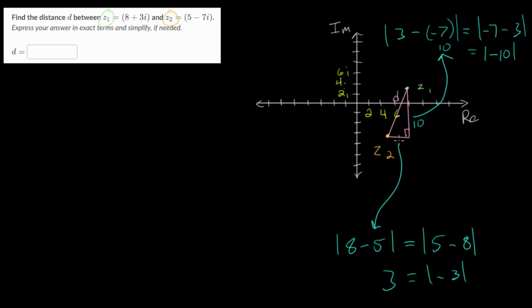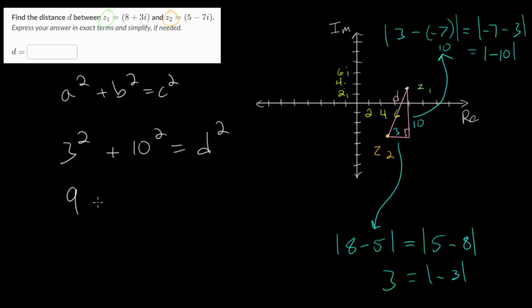Since now we know this is length 10 and this is length 3, and we know for right triangles that a squared plus b squared is c squared, where a and b are the legs of the triangle and c is the hypotenuse. We can label a as either 3 or 10, it doesn't matter. So let's say this is 3 squared, and b would be 10, so we have plus 10 squared, and this is equal to the hypotenuse squared, and we call the hypotenuse d, so we have d squared. 3 times 3 is 9, 10 times 10 is 100, so after simplifying, d squared is 109.